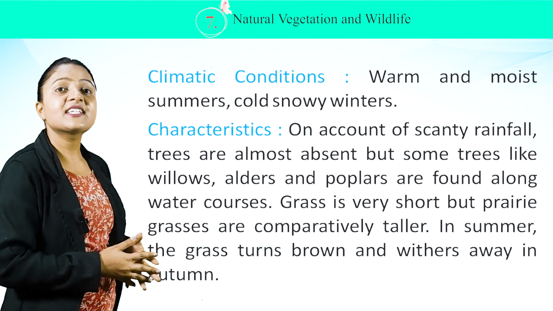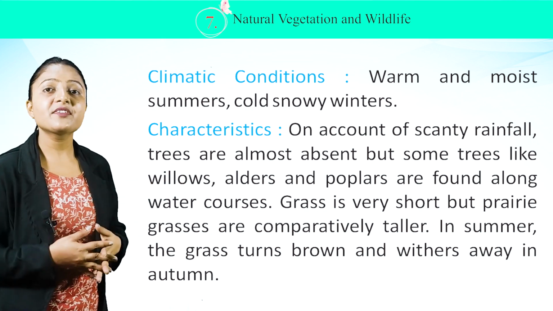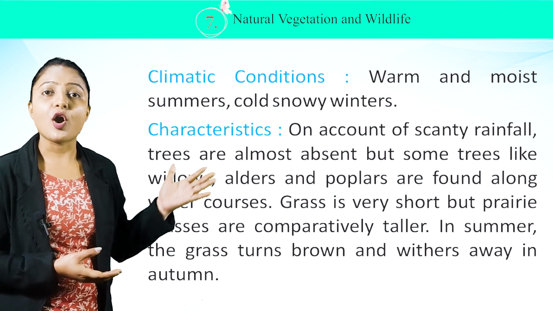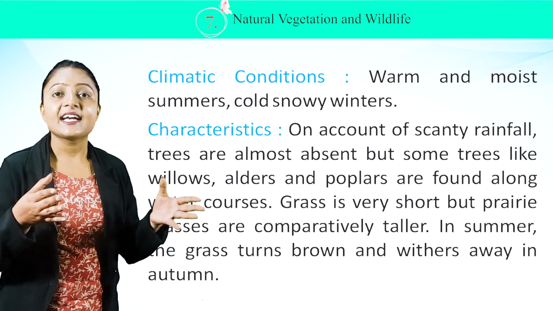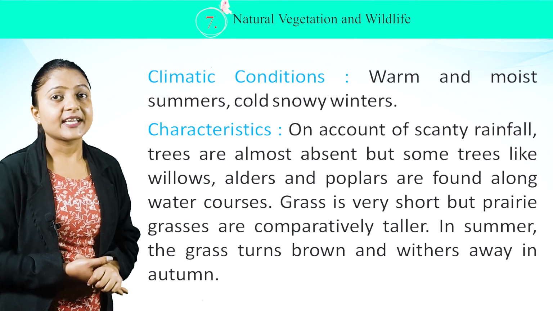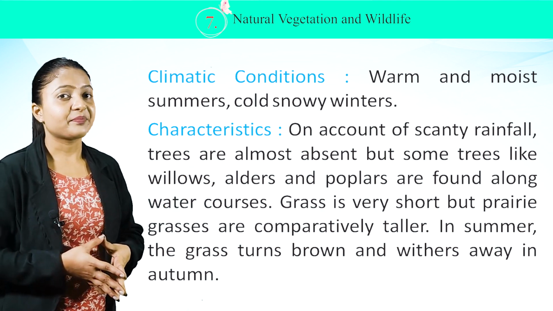Warm and moist summers, cold snowy winters. Characteristics: on account of scanty rainfall, trees are almost absent, but some trees like willow, alders, and poplars are found along water courses. Grass is very short, but prairie grasses are comparatively taller. In summer, the grasses turn brown and wither away in autumn.